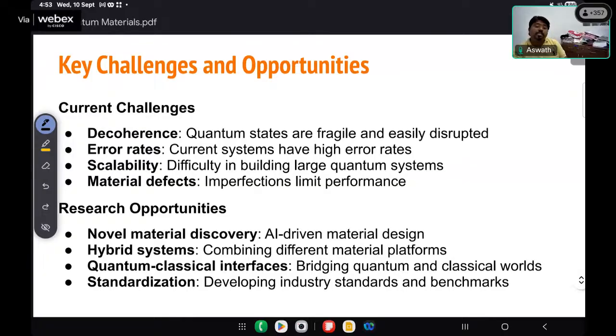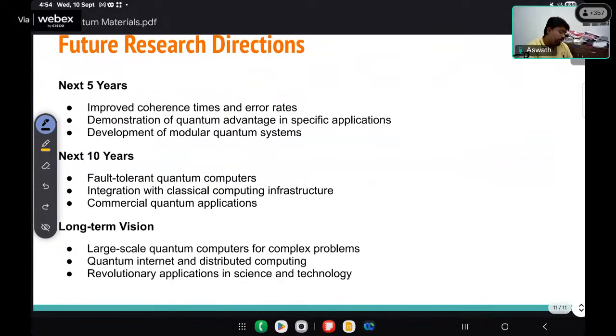Standardization: developing industry standards and benchmarks. Because we shouldn't just have a computer which is sitting somewhere; we should have a computer which is accessible and purchasable for everybody. Right? So again, what is the future?